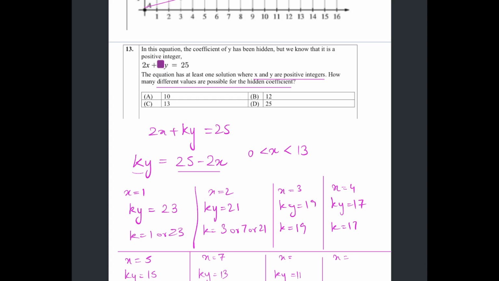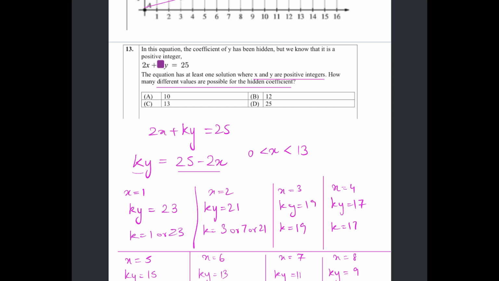For x equals... Oh, I've been missing numbers. So this should have been x equals 6, x equals 7. So for x equals 8, we have ky equals 25 minus 16, which is 9. So k can be equal to 1, 3 or 9. We've written 1 and 3 already, so k equals 9 is another solution.